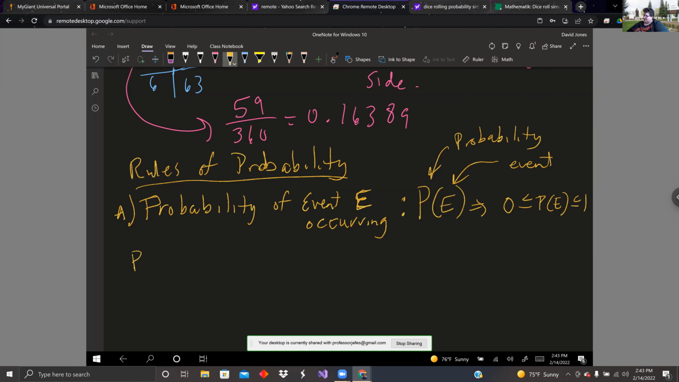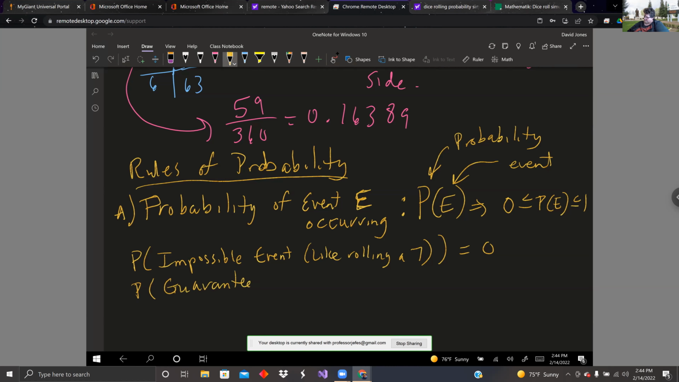The probability of an impossible event is 0, like rolling a 7 on a 6-sided die. The probability of a guaranteed event, in this case rolling a 1 through 6, is 1. Any other possible outcome is between that. Okay.